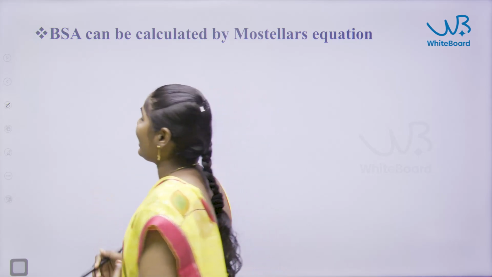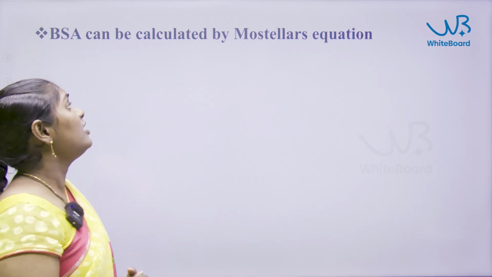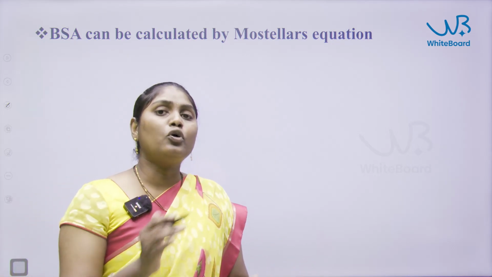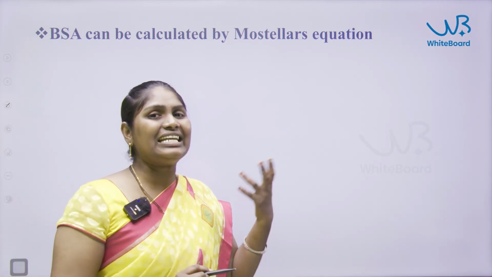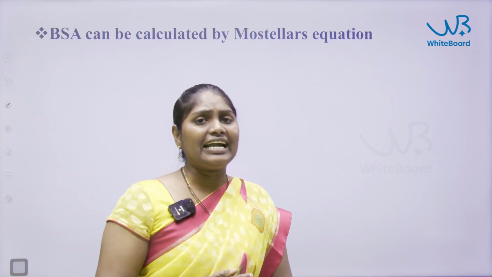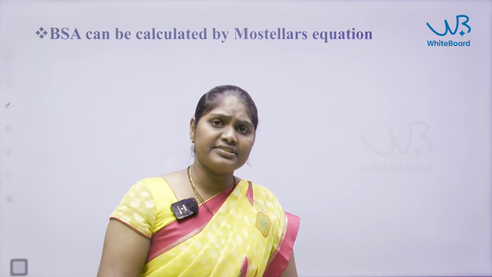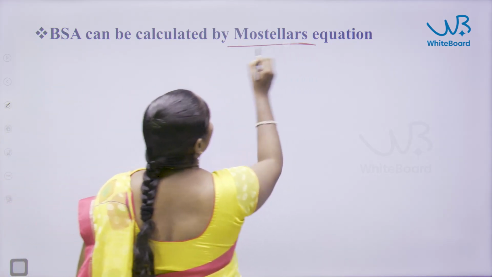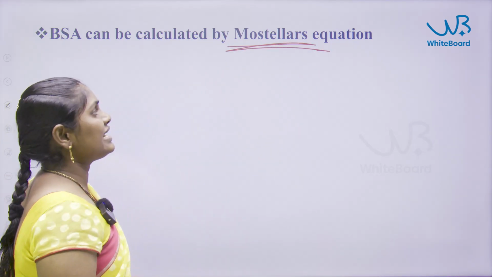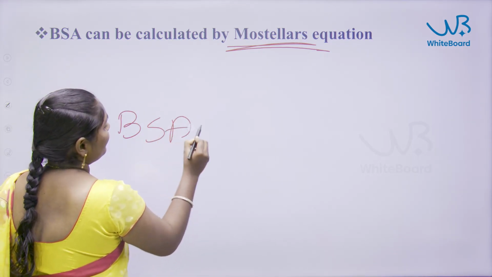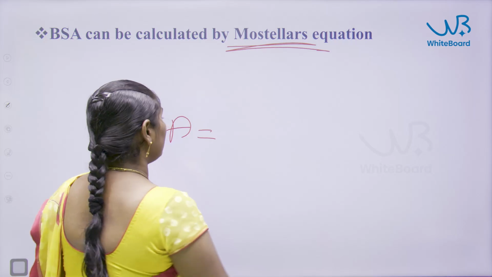So how can I calculate this body surface area? In olden days, usually the height was calculated in feet. But now we have one formula, that is called Mosteller's equation. What is it? Mosteller's equation. It is very, very important, actually.